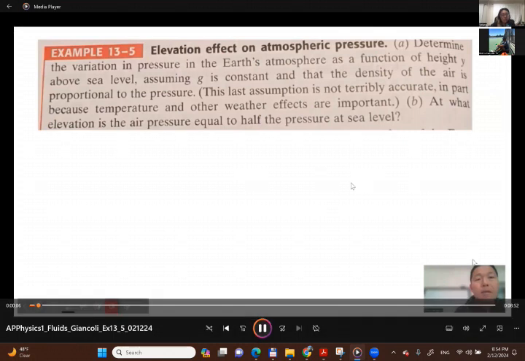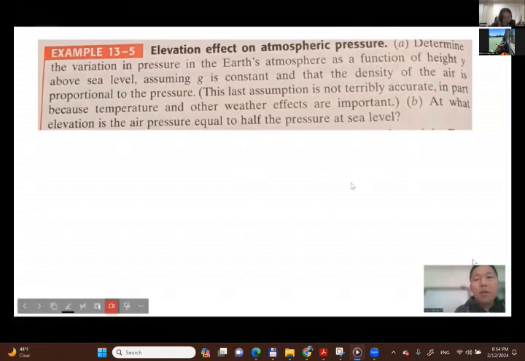Example 13-5, elevation effect on atmospheric pressure. Question number 1, A. Determine the variation in pressure in the Earth's atmosphere as a function of height y above sea level, assuming g is constant and that the density of the air is proportional to the pressure. This last assumption is not terribly accurate, in part because temperature and other weather effects are important. B. At what elevation is the air pressure equal to half the pressure at sea level?